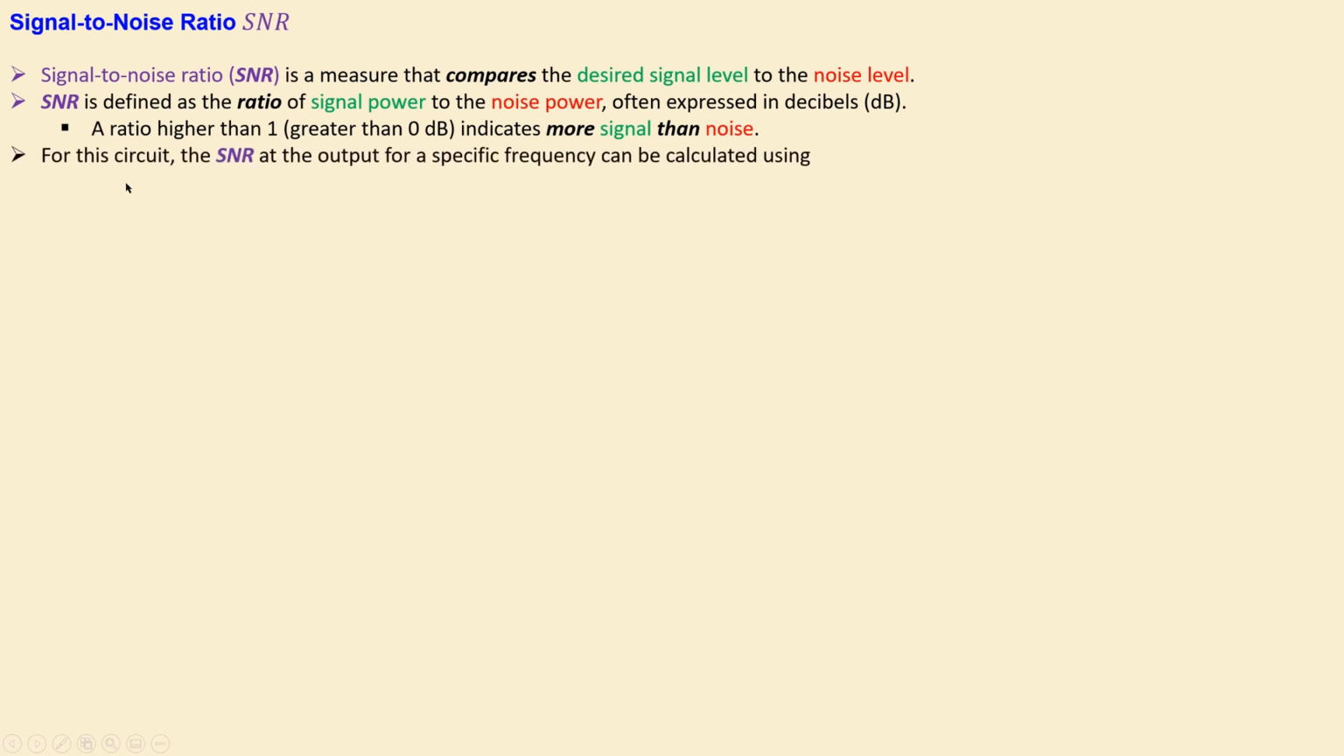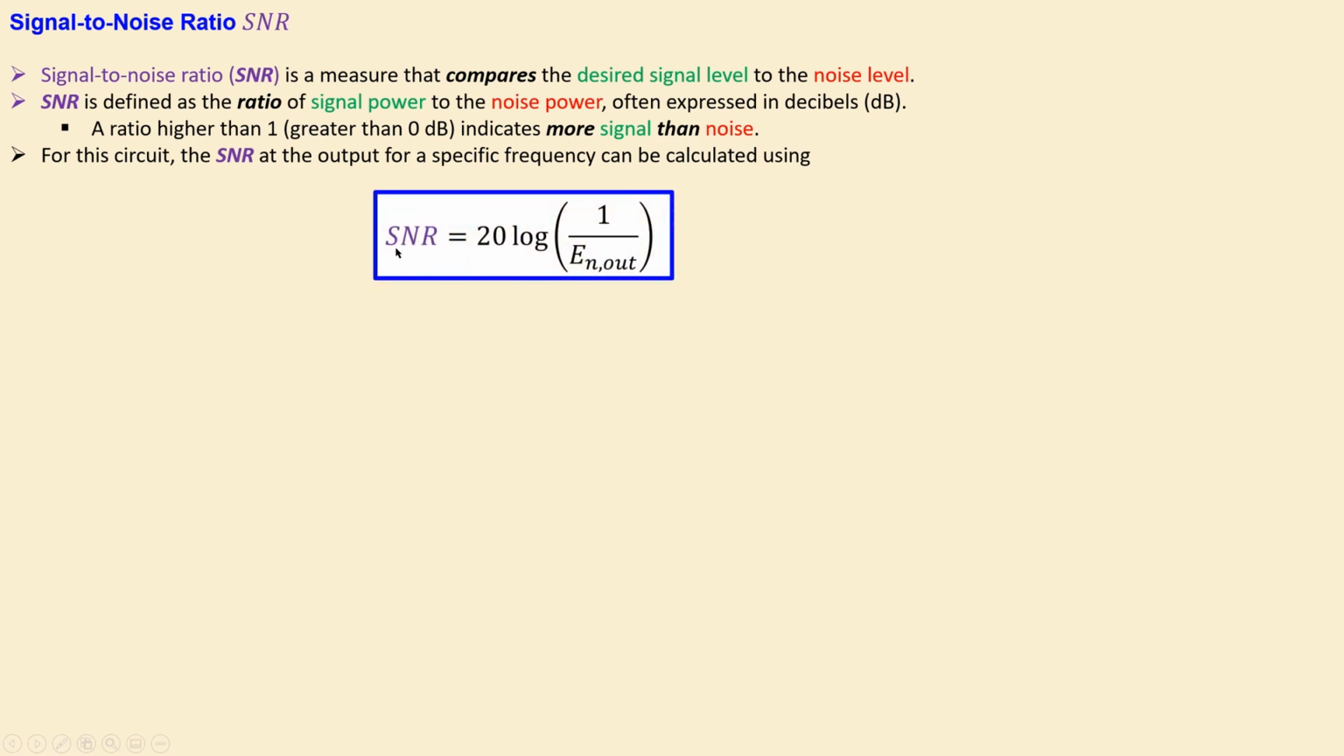So for this circuit, the SNR at the output for a specific frequency can be calculated using this expression. Again, this is directly given in dBs, so we have 20 log of 1 over that output RMS noise voltage.